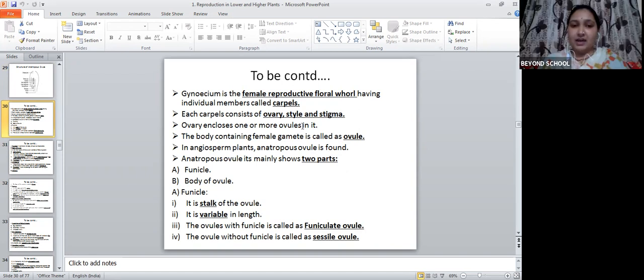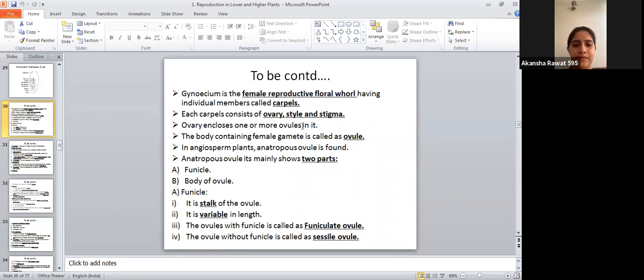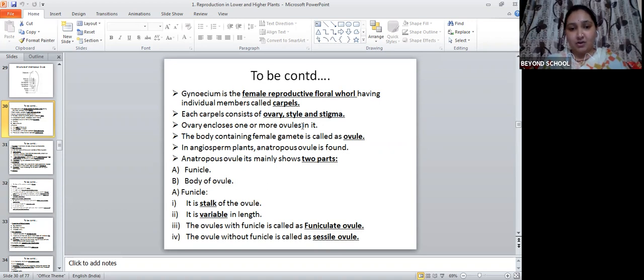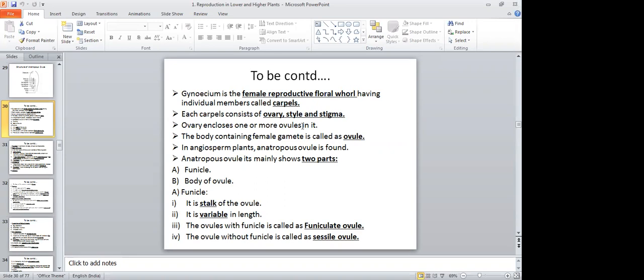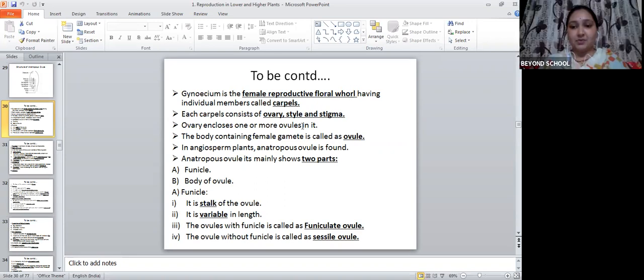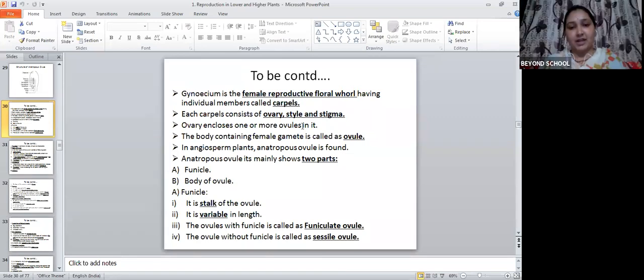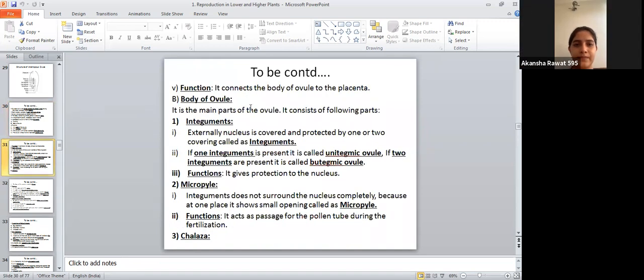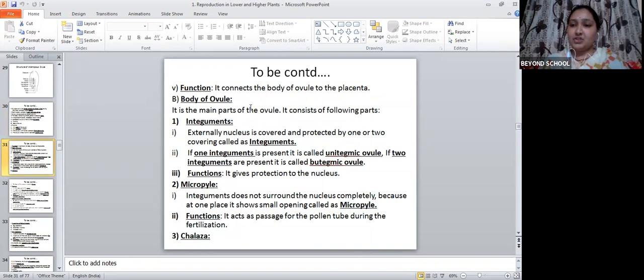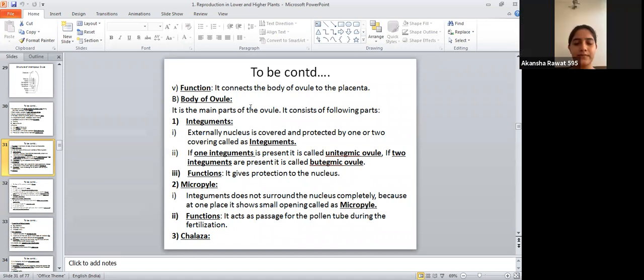Even we saw that anatropous ovule consists of two parts, that is funicle and body of ovule. In funicle, dear, we studied that it is a stalk. Always the stalk is variable in length. If the funicle consists of ovule, we call it a funiculate ovule. And if funicle doesn't consist of ovule, it is called a sessile ovule. Then we studied the function of the funicle: to connect the body of the ovule to the placenta.